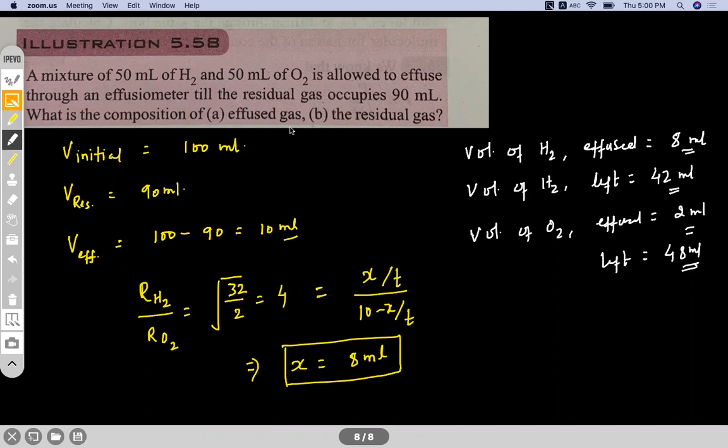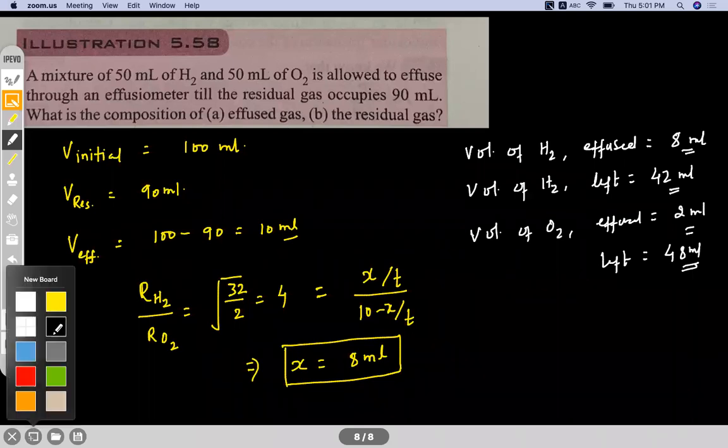Obviously, for effusion, we must have the pressure difference. So the moment the pressure becomes equal on both sides, there will be no effusion. And effusion always happens when we apply pressure. You stop applying external pressure, there won't be any effusion. And when the pressure becomes equal on both sides, then the gases won't diffuse.